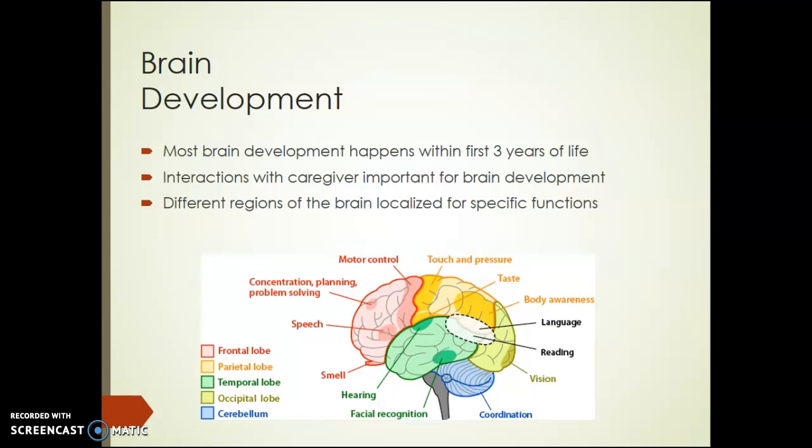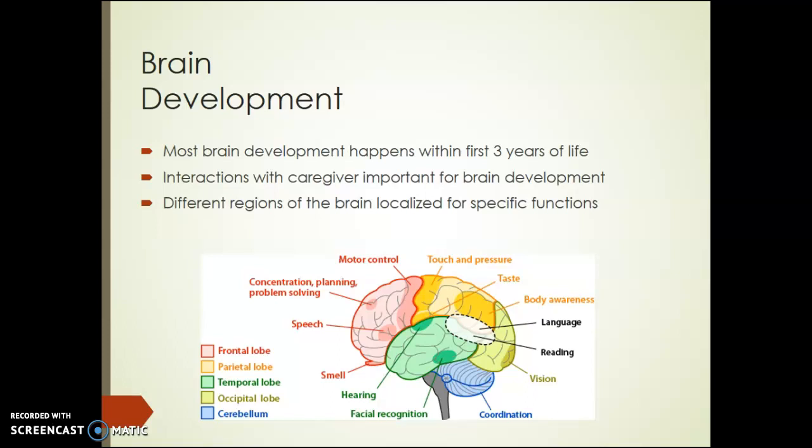So when you look at the frontal lobe, that's the red section. The frontal lobe controls motor control, and you can see the prefrontal cortex there, that little pink dot at the front, is for concentration, planning, and problem solving. Then you can see the other little pink dot is for speech. And then there's one section in the frontal lobe that is responsible for smell.